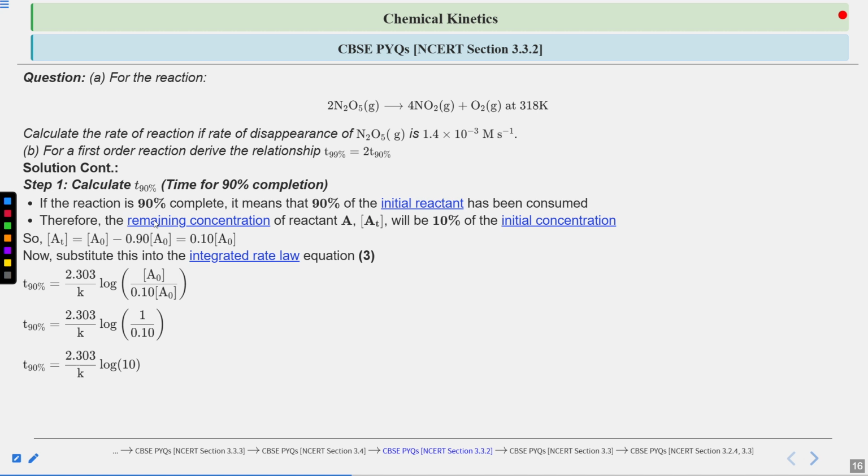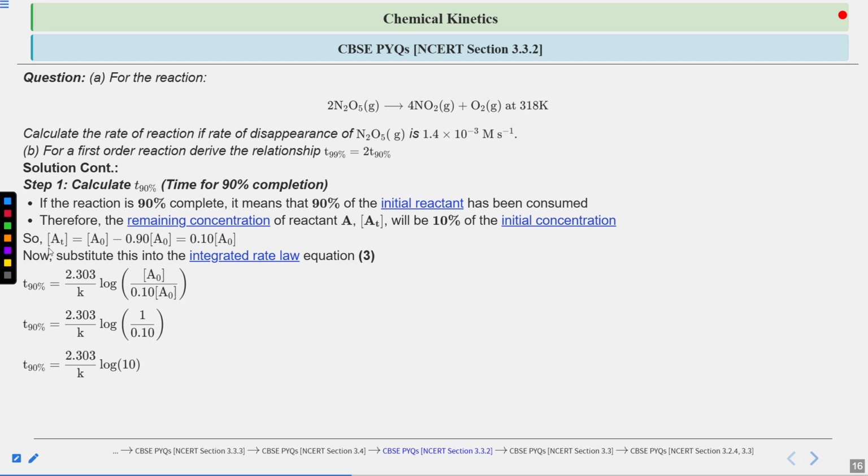So the remaining concentration of A, that is the concentration of A at time t, will be 10% of the initial concentration, right? So the final concentration is going to be equal to the initial concentration minus 90% of the initial concentration that has been consumed. So the remaining concentration will be only 10%, that is 0.10 of the initial, A naught.